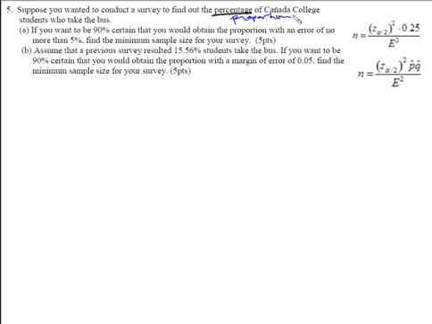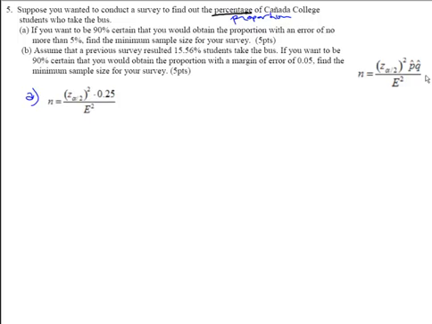Now let's look at part A. If you want to be 90% certain that you would obtain the proportion with an error of no more than 5%, what's the minimum sample size? So this is finding the sample size using a proportion. Now in part A, it gives no mention of an estimated p hat or q hat. And so in that case, we'll have to use this formula.